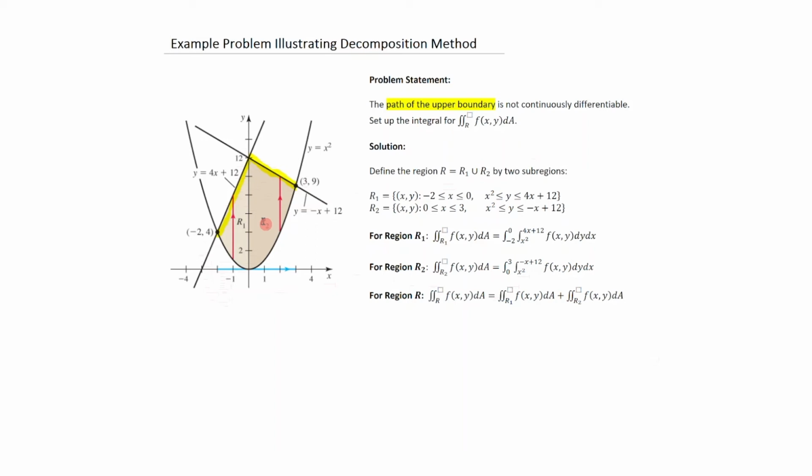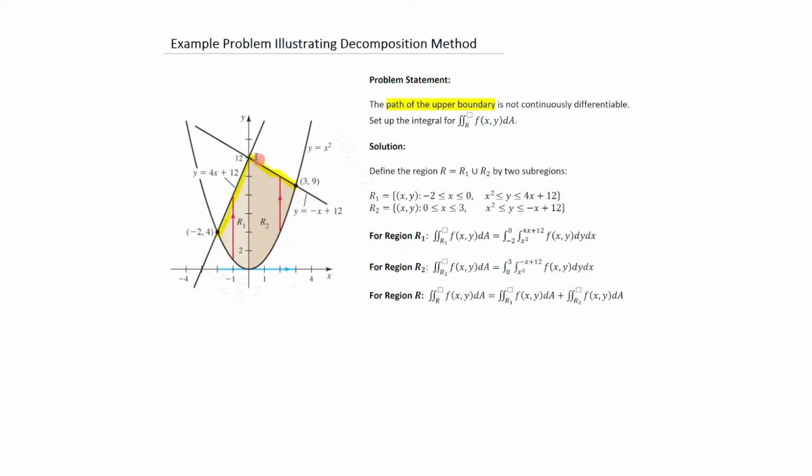The other thing is to determine the bounds on x. Well, it'll be the intersection between this line, which defines this intersection point, and this line, which defines this intersection point. From that, you can determine the upper bound on x. With these 2 different regions, you would have 0 to this value, which would be 3 for one region for the x bounds, and for this one would be from -2 to 0. The upper bound for y for this one would be 4x plus 12, and the lower bound would be the parabola here, y equals x squared.